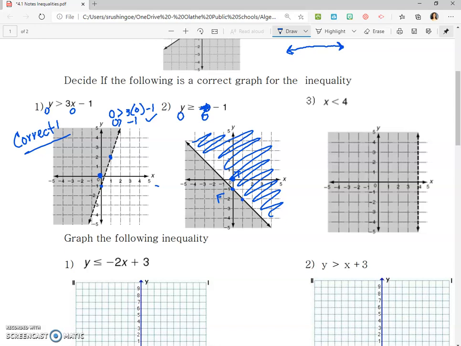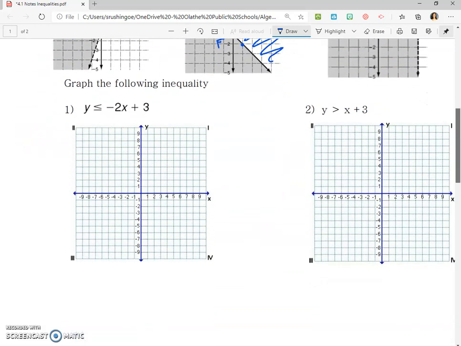On this one, x is less than 4, so we go through the x-axis at 4, dashed because we have no line under there, and then we're going to shade. We can again try 0, 0 here. So 0, is it less than 4? Yes, so they did shade correctly. This is the true side.